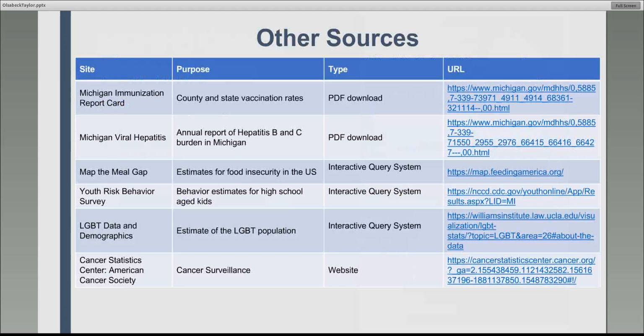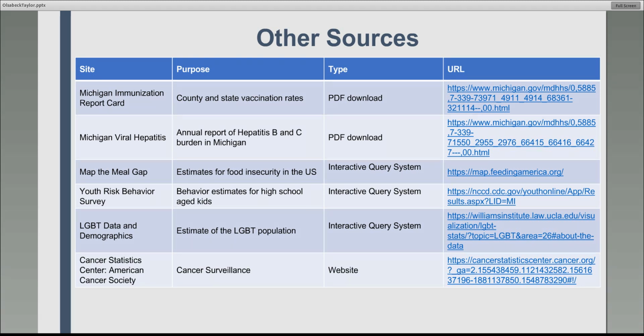And then, because we have some additional time, there's some other data resources that I did not go over because they're really specific, but they are of interest, especially to a group of people focused on cancer and health equity. So this first site is the Michigan Immunization Report Card. This is put out by MICR.